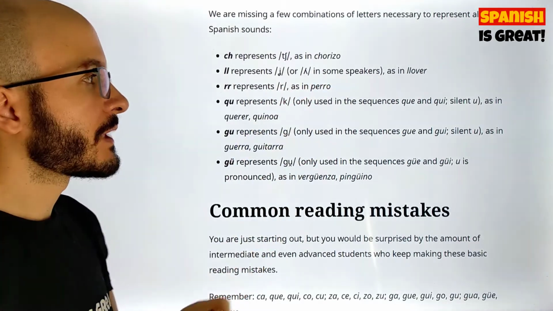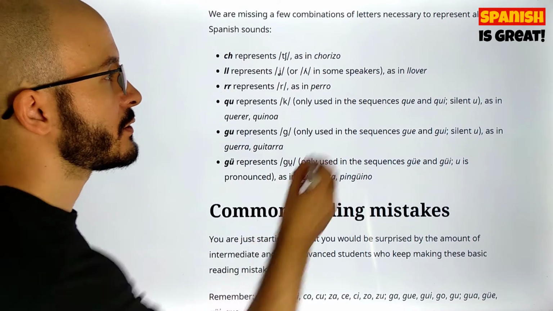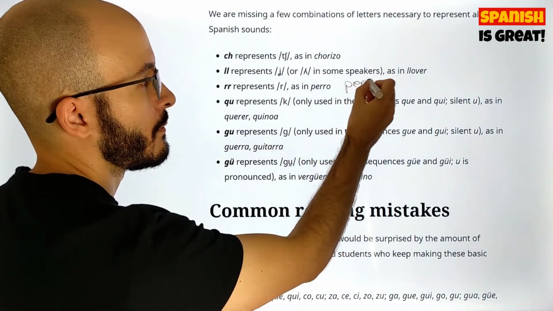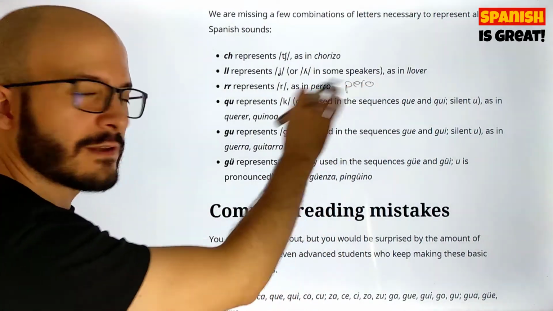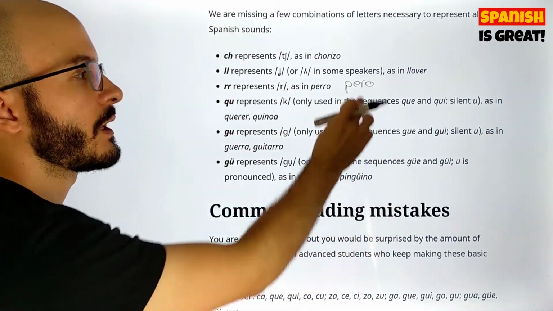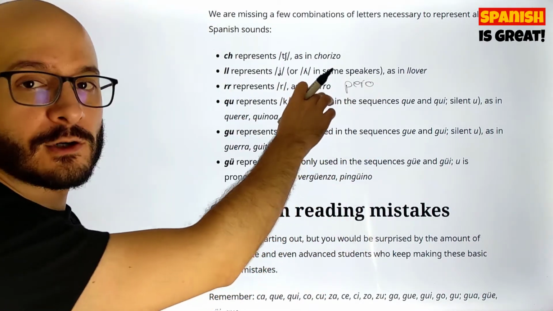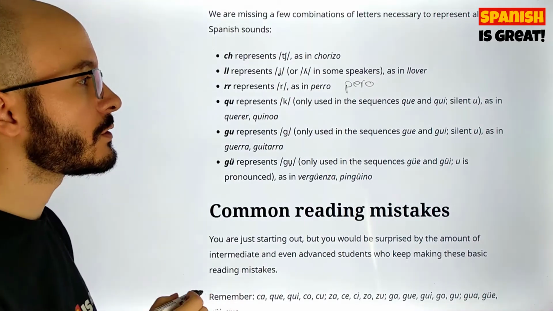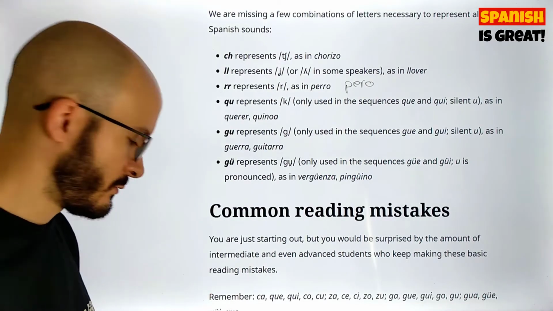Then we have double R, represents erre, as in perro. So we see, because we saw that there is also the word pero, they are two different words. Pero, but, perro, dog. Okay? So you have to be quite careful with the pronunciation.